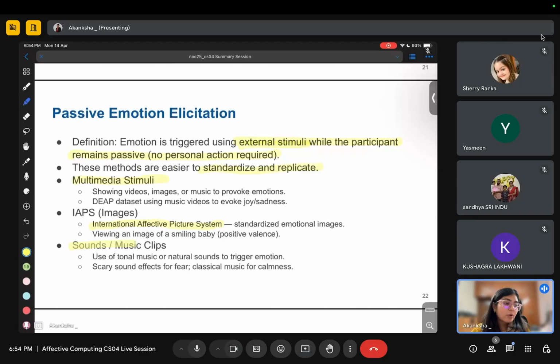Same goes for sound or music clips. Do you know, even if you watch a horror movie and you remove the background music, it is very funny. Everything is just because of the suspenseful music that is being played in the background. So it plays an important role. Similarly, you can present just the music. Let's say there is a haunting melody, you will feel slightly uncomfortable or scared.